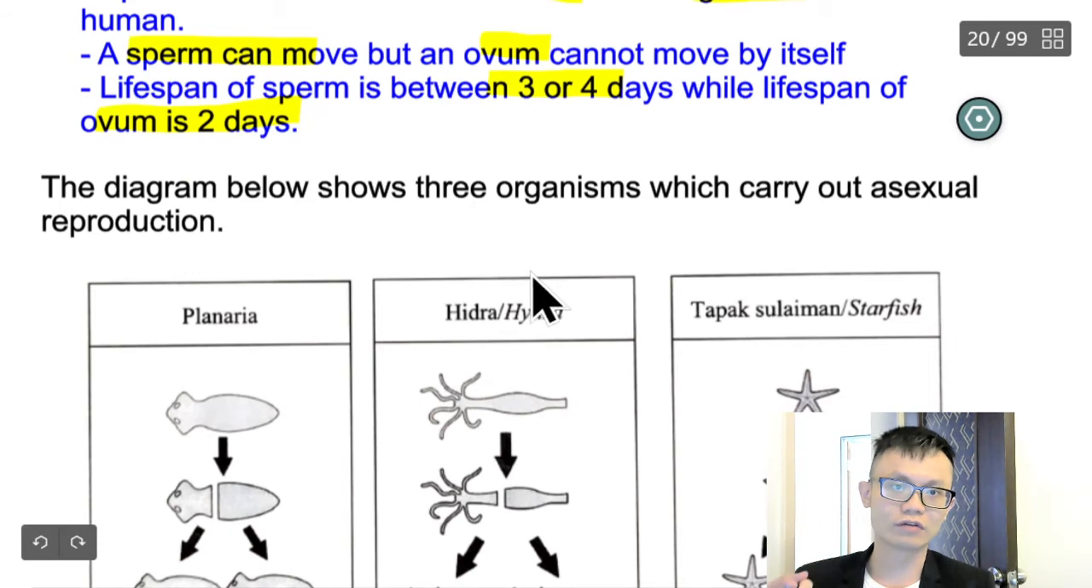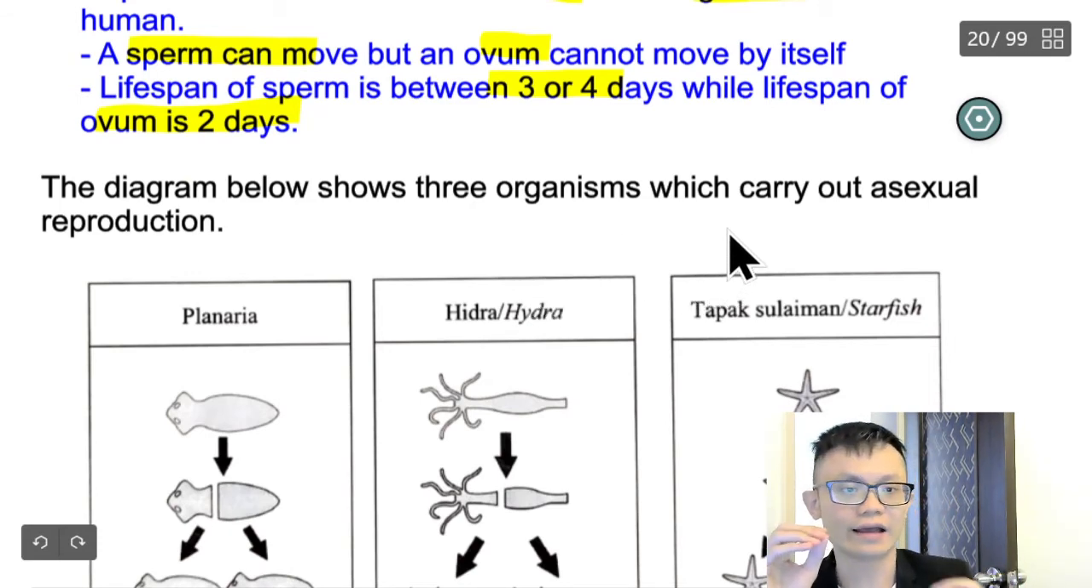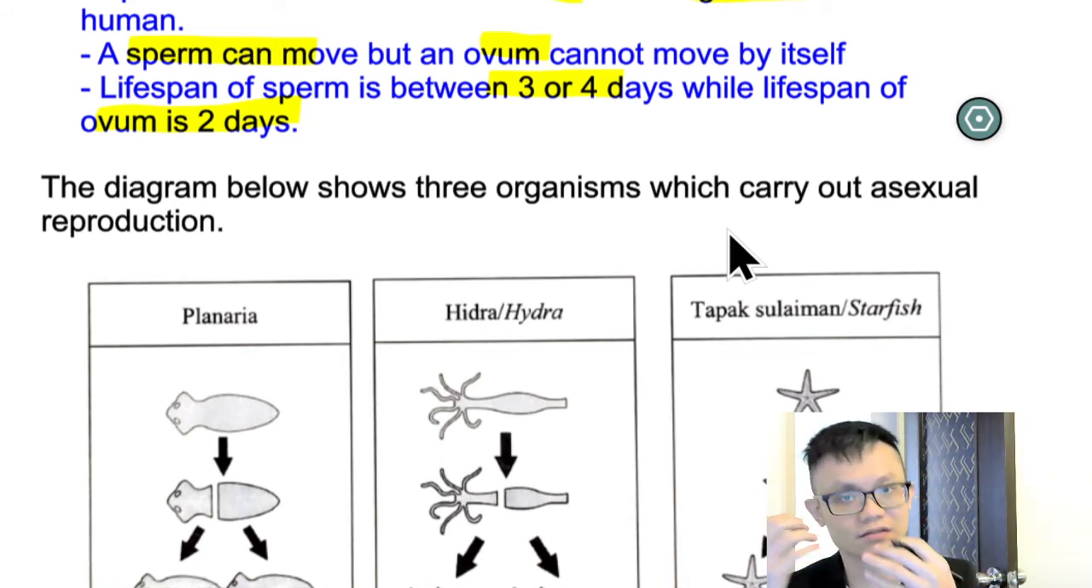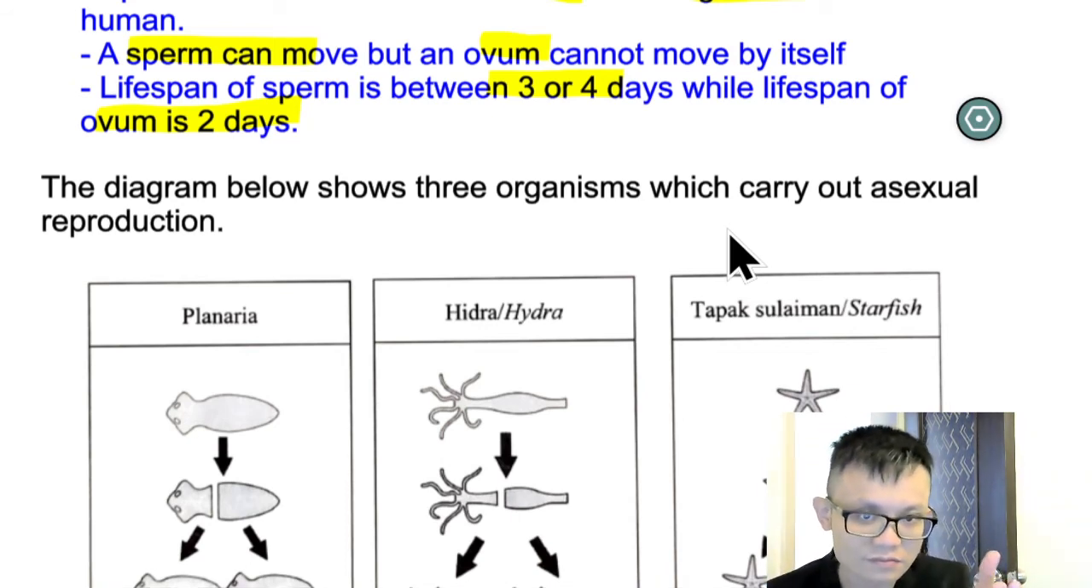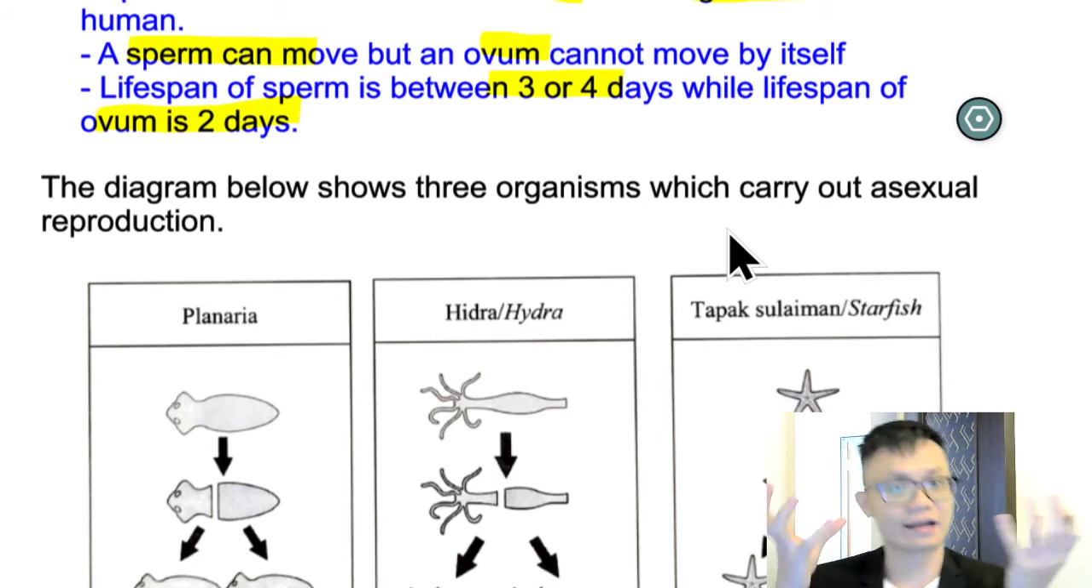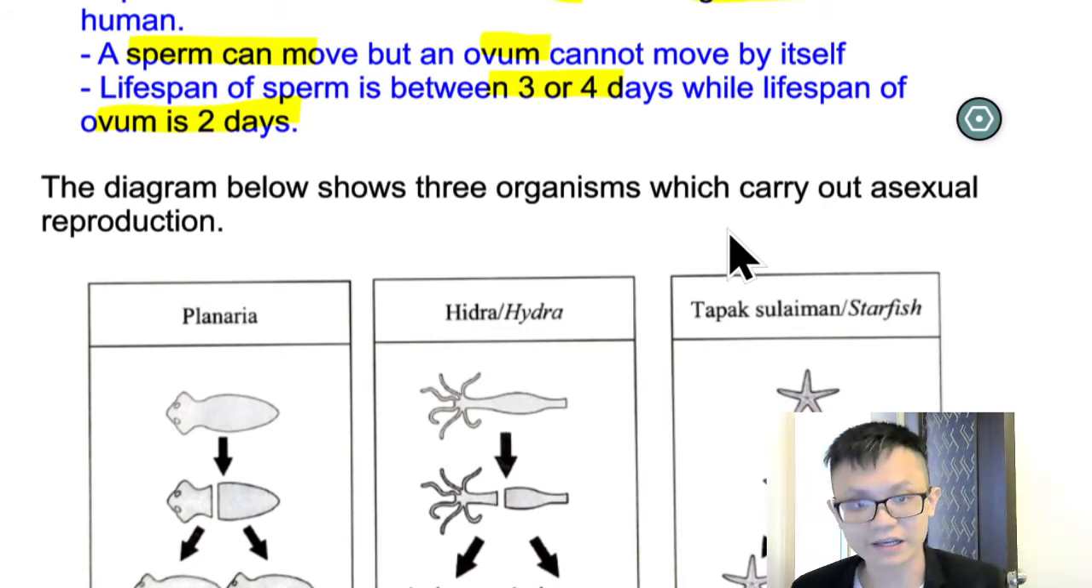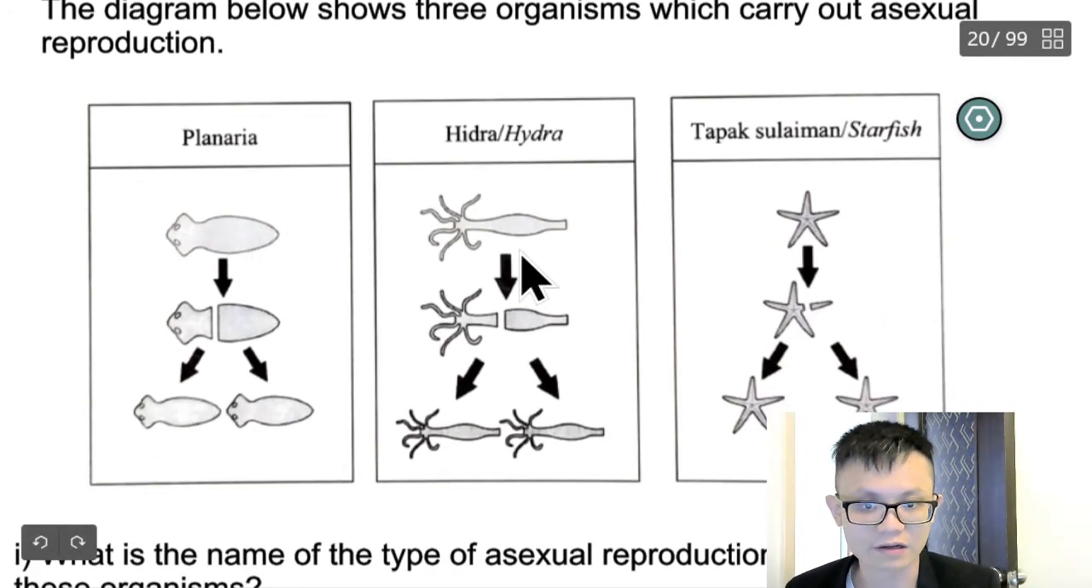Okay, we got two. Sexual reproduction means you need male and female. Asexual reproduction means you don't need to get married. You can produce by yourself. It can produce by itself without the gamete.